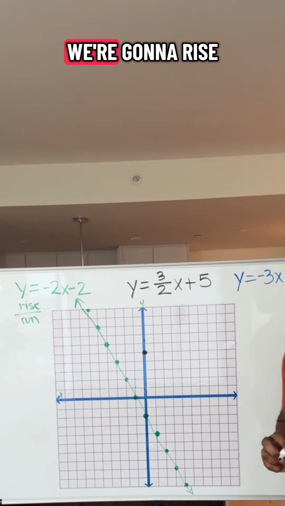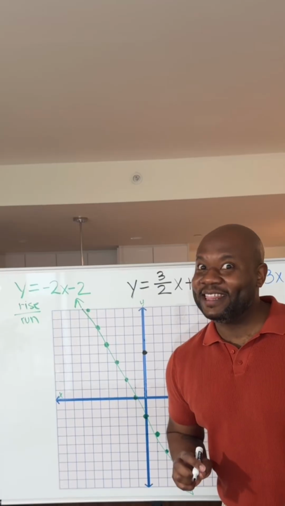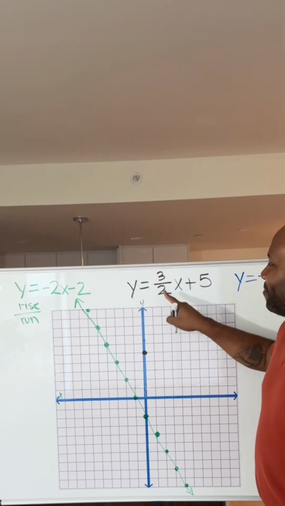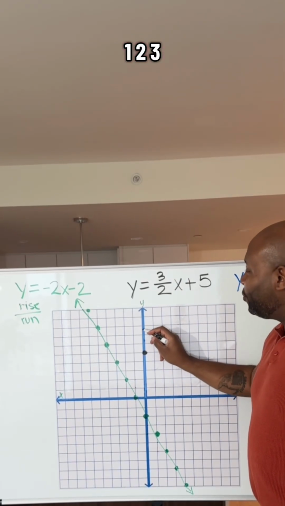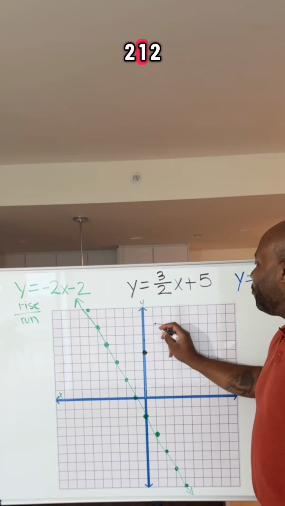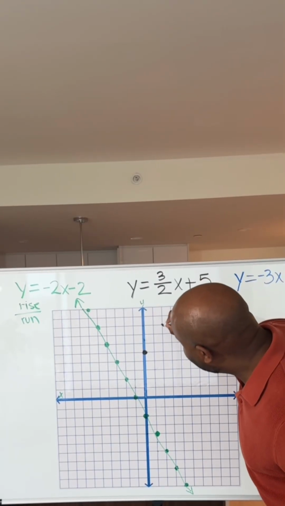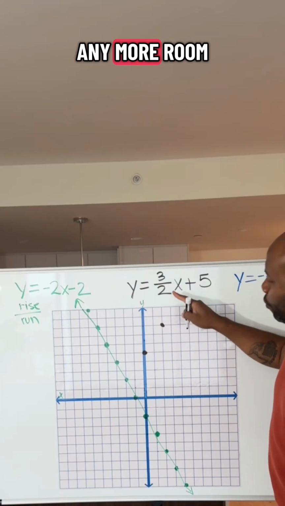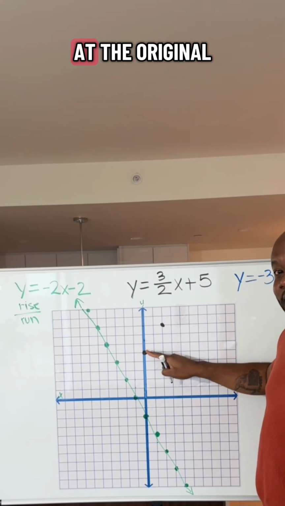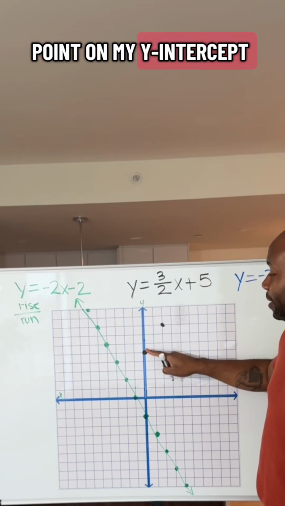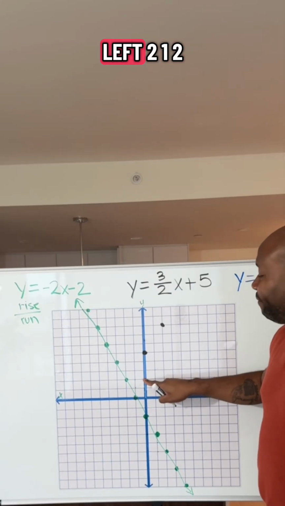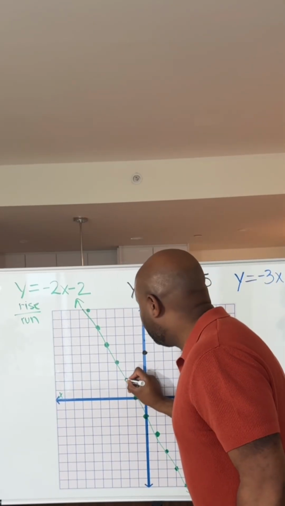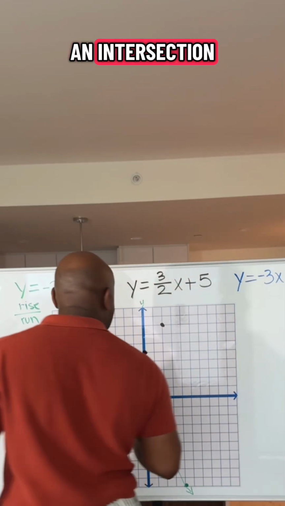And from there, we're gonna rise. Yes, rise, run. We're gonna rise 3, run 2. 1, 2, 3, to the right 2. 1, 2. I don't have any more room to go up here, so I'm gonna start back at the original point on my y-intercept, and I'm gonna go down 3. 1, 2, 3, but this time left 2. 1, 2. Oh, we have an intersection.